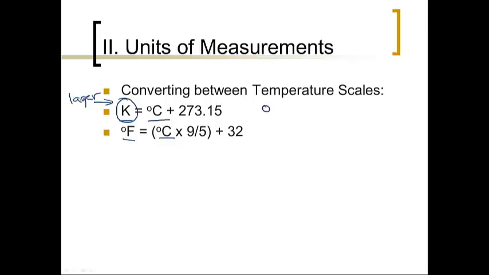You should be able to take this equation right here and change it into this. That one's pretty straightforward. Just subtract 273.15 from both sides. So Celsius should be equal to Kelvin minus 273.15. Okay, this one you've got to do a little bit more math. Okay, so first thing we do, subtract 32 from both sides.